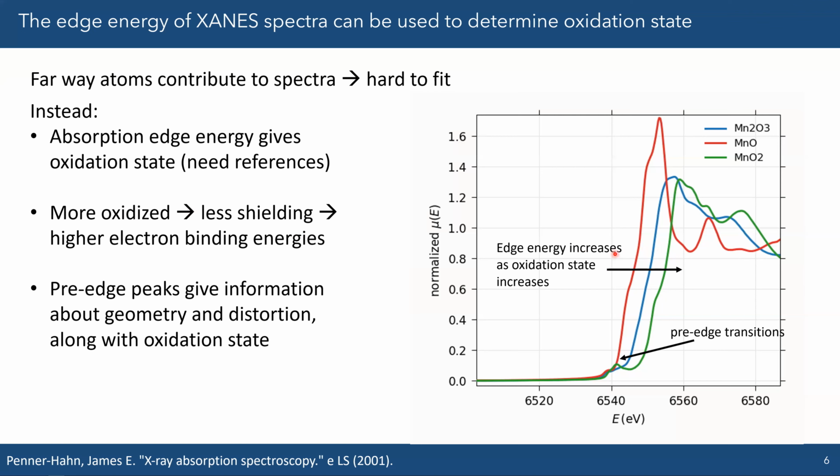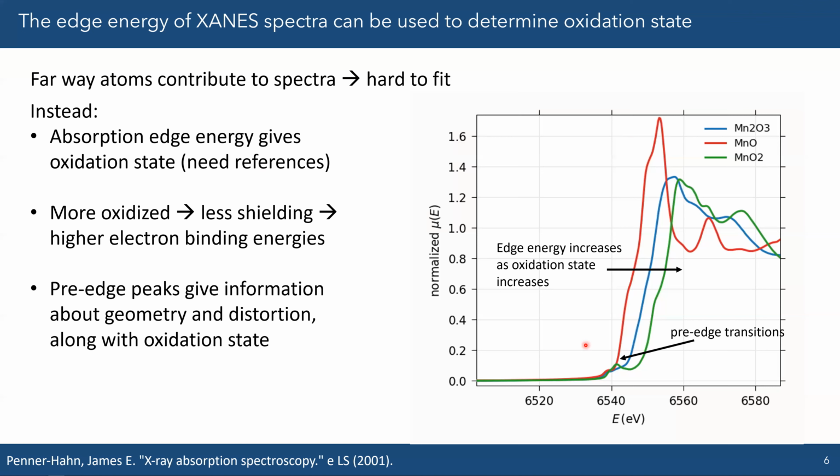A lot of times, people will use this, especially in the battery field, to get oxidation states. You do need to be careful, because you need a reference sample for this edge energy, since in addition to oxidation state, the edge energy is affected by the bonding and the local chemistry around your absorbing atom. So that's our edge energy.